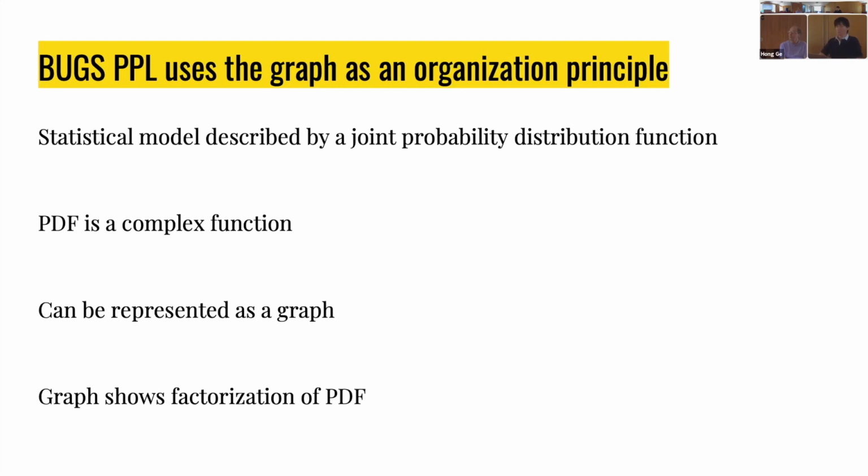The graph shows the factorization of the probability distribution function. So the Gibbs type algorithms use the factorization of the graph to make computation more efficient. So one of the things I've been pondering is how to get this factorization so that you can do Gibbs type algorithms if you don't explicitly build the graphical model.